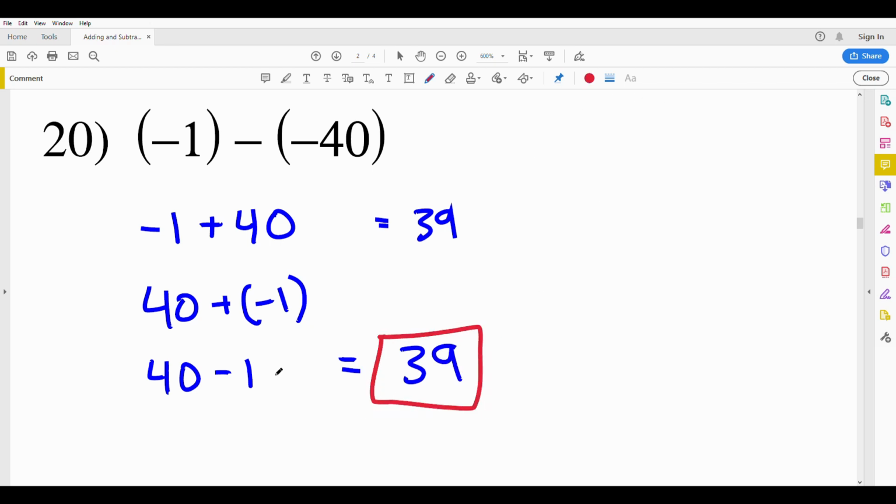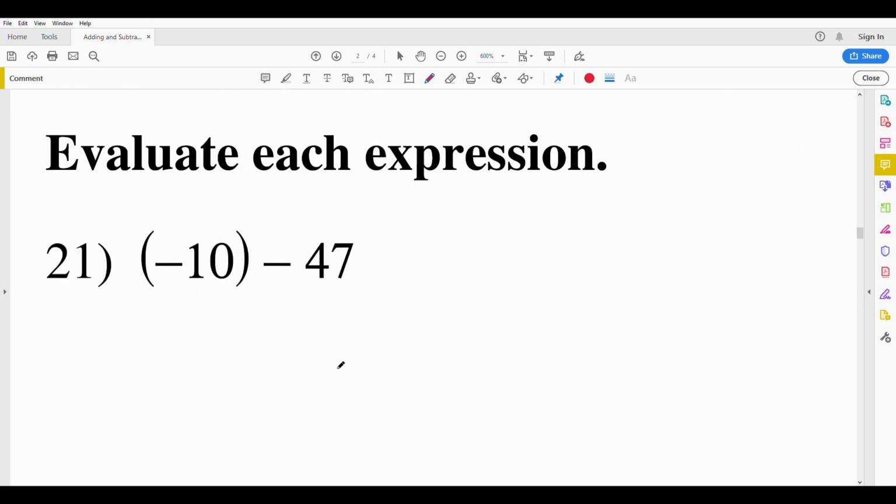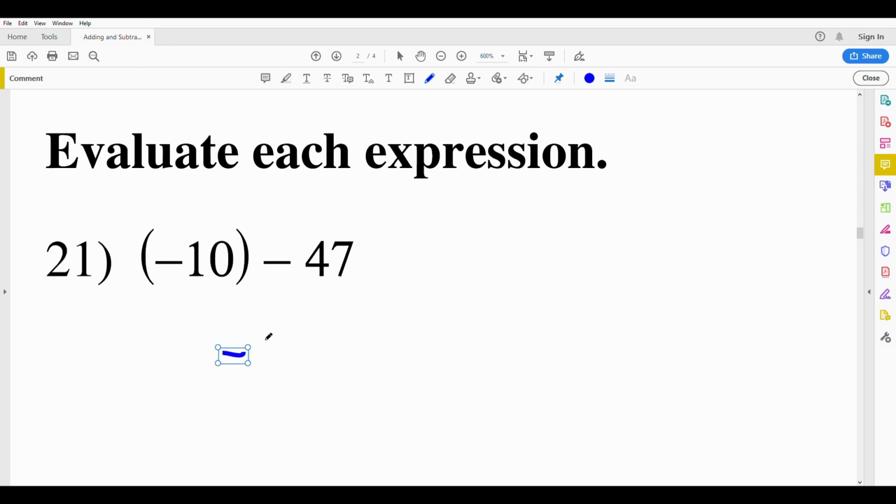Now, let's move on to our last and final section where we just evaluate each expression. We're going to be adding numbers or subtracting numbers. Adding and subtracting integers. Here we go. In number 21, we have negative 10 minus 47. Starting in the negatives and continuing to move further into the negatives. Negative 10 minus 47 is going to be a negative 57.